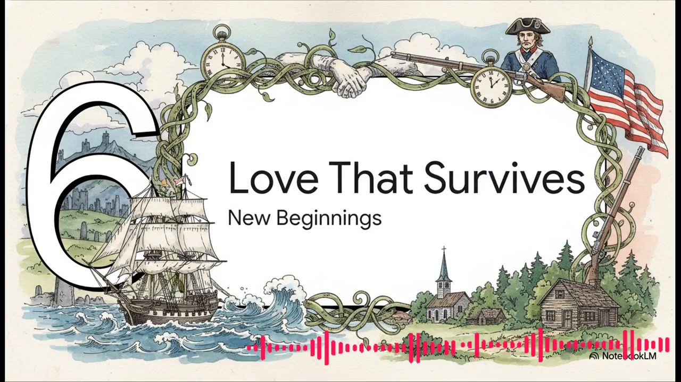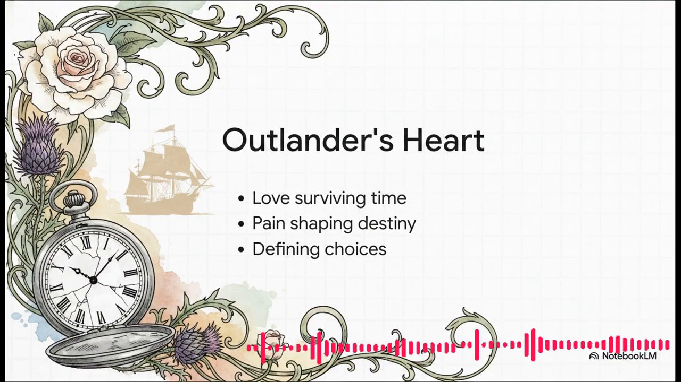Part 6. A love that survives. Claire and Jamie eventually cross the ocean, traveling all the way to America to build a brand new life in the colonies. And they ultimately face the American Revolution together with an unbreakable bond. So the crucial point is, this saga is clearly far more than just a fantasy romance. Ultimately, it's about a love that survives time. It's about how intense pain shapes our ultimate destiny and how our defining choices literally echo across generations.